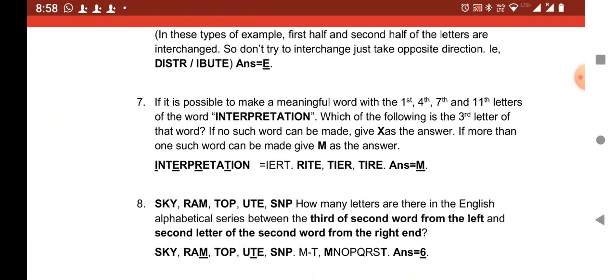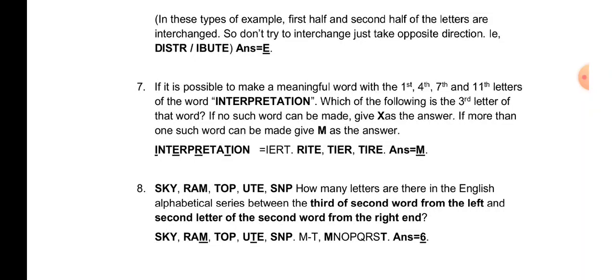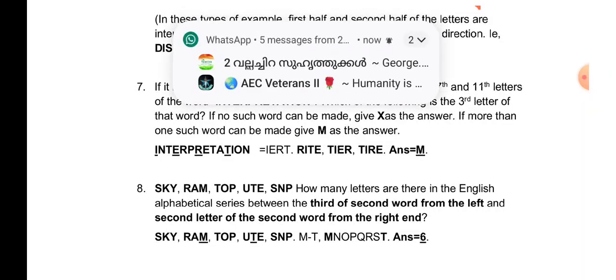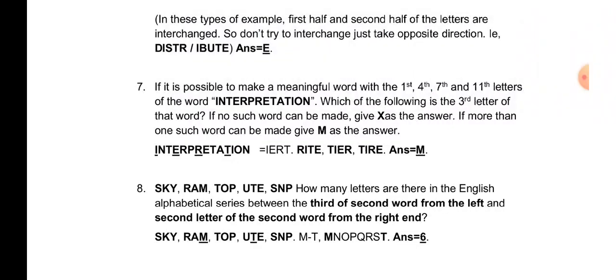Question number 7. If it is possible to make a meaningful word with the first, fourth, seventh, and 11th letters of the word interpretation, which of the following is the third letter of the word? If no such word can be made, give X as the answer. If more than one such word can be made, give M as the answer. This is the question.